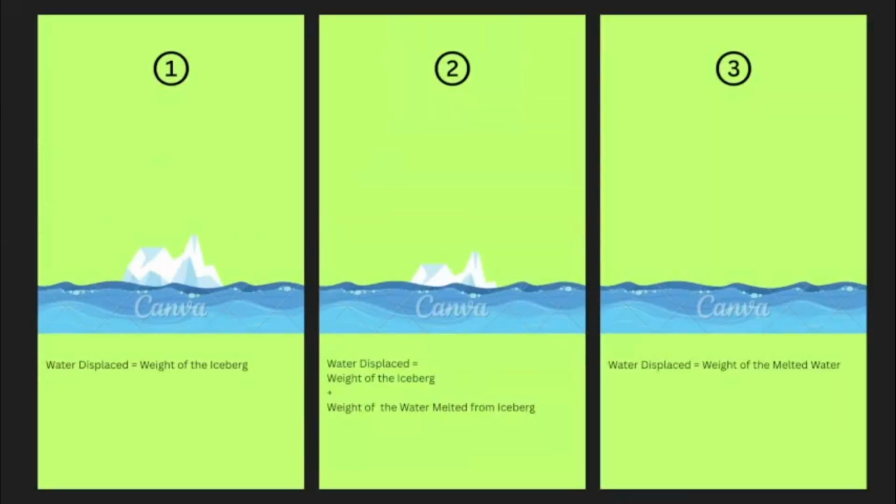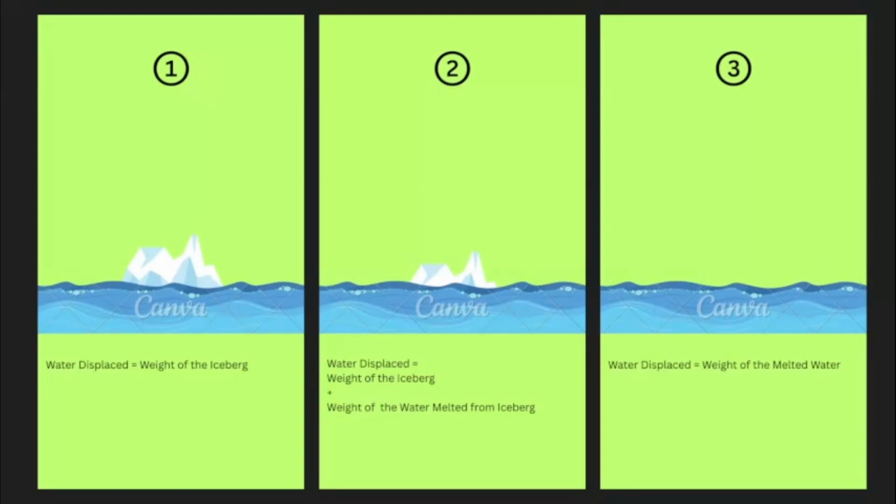Going next, we have three scenarios where in the first one there's an iceberg, in the second one there's a smaller iceberg, in the third one there's no iceberg. So the iceberg has melted over time. In the first case, the water displaced is equal to the weight of the iceberg. In the second case, it is the weight of the iceberg plus the water melted from the iceberg. And in the third case, it is the weight of only the melted water because the iceberg is completely melted.